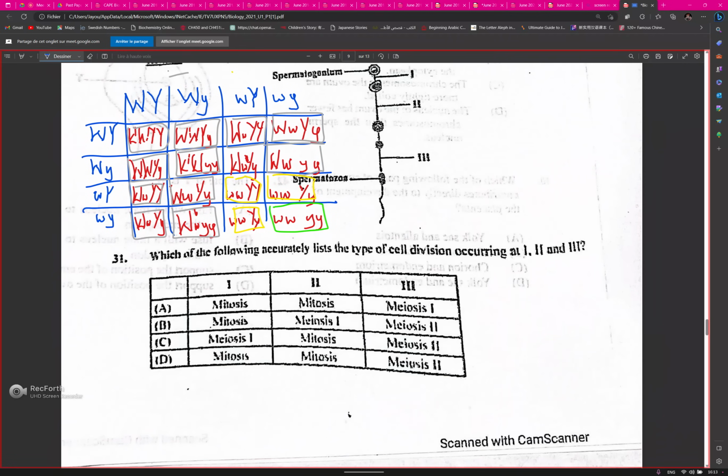So, from 1, what's happening there? So mitosis. Mitosis. That means that C is out of the question, right? What is a spermatogonium? Let me ask the question. What is spermatogonium? Spermatogonia. What is a spermatogonium?